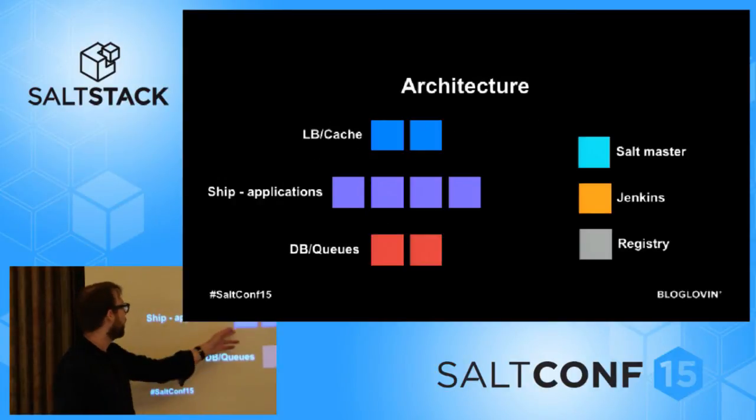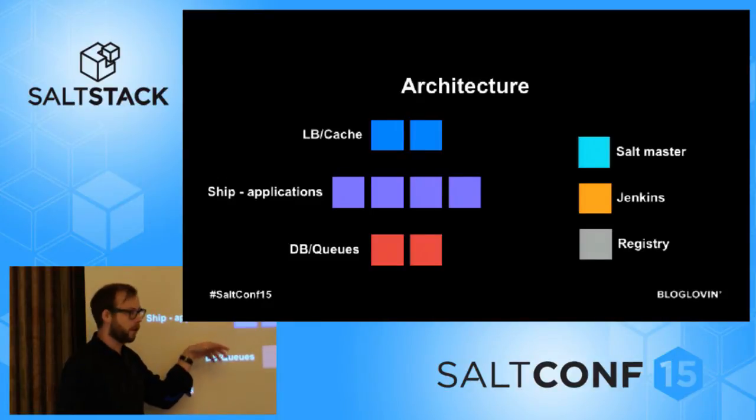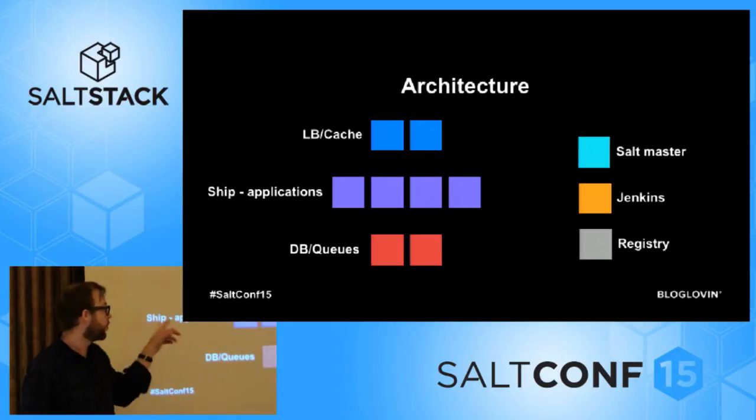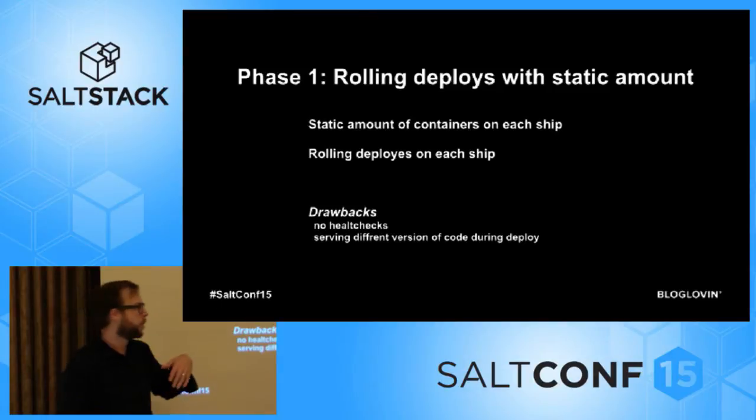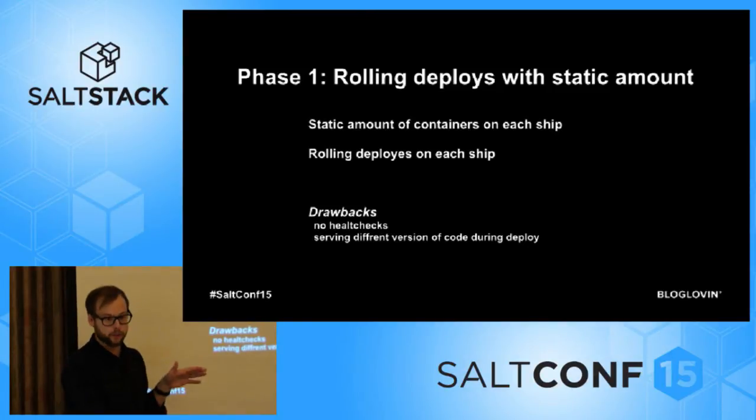So we do one of what we call ships at a time, and each ship is running multiple containers of each service. In our case, we have quite large servers, and then we run a lot of services on each ship. On each ship, we do a rolling deploy of all containers, which means that the ship can always take traffic from the load balancers. So a ship will never be down.